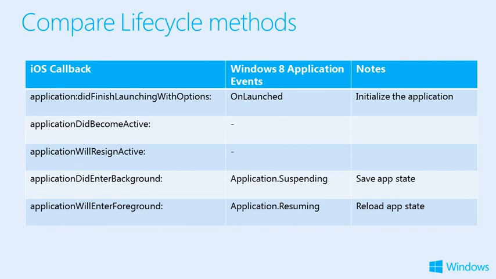For example, applicationDidEnterBackground, which is called when the app is in the background in iOS, should be replaced with the Application Suspending event handler to save app state, and applicationWillEnterForeground should be replaced with the Application Resuming event handler. Please note, some delegates are not directly mapped to Windows 8 events. For example, applicationWillResignActive happens when the foreground app is interrupted. On the other hand, applicationDidBecomeActive will be called if the user ignores the interruption. We don't have a replacement in Windows 8 for these two delegates because you can handle these events in suspending and resuming events as well.